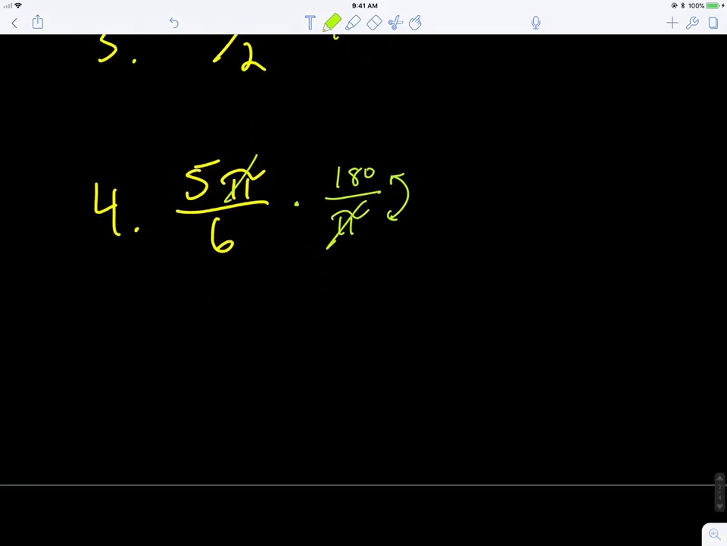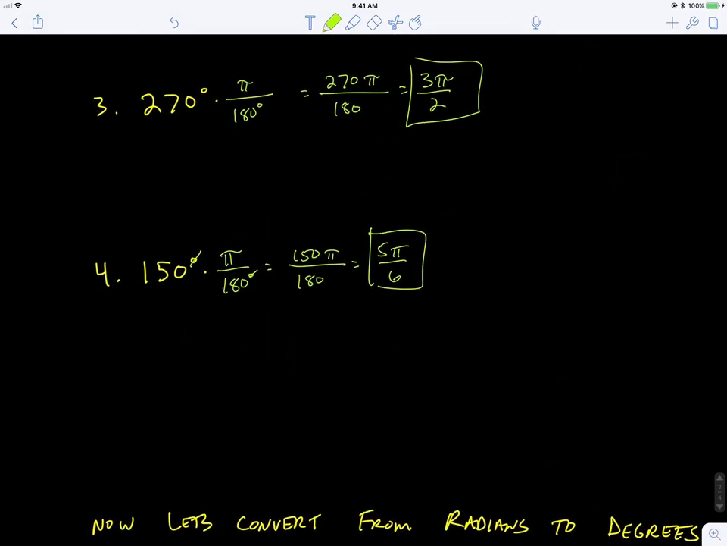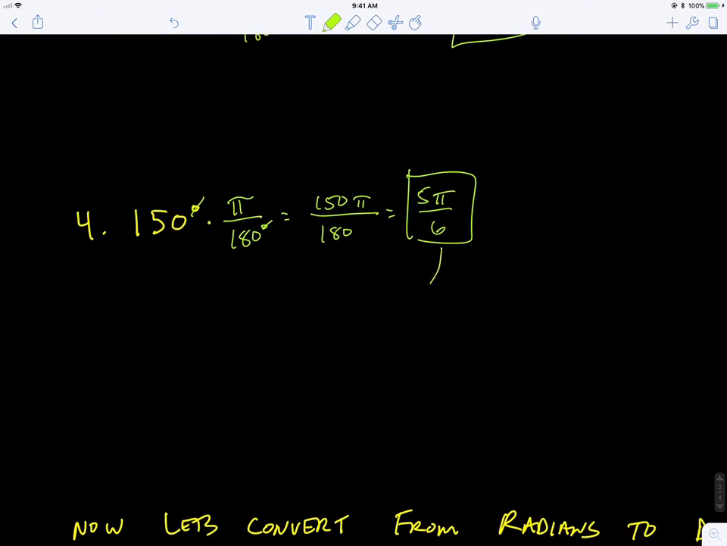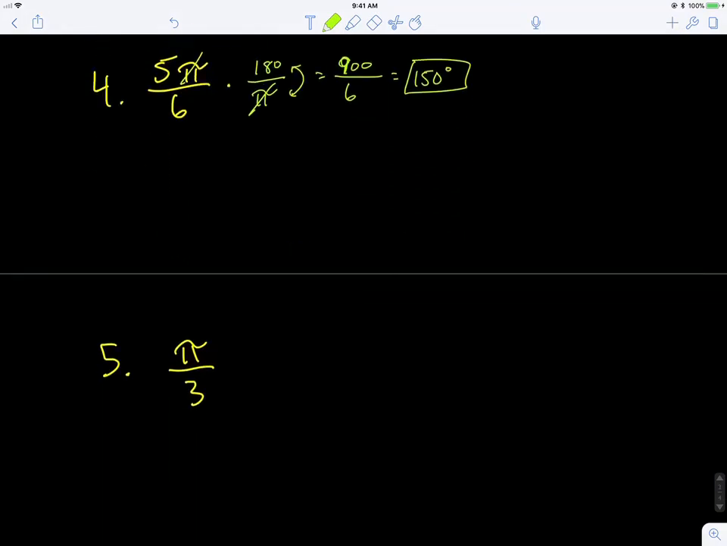So the first thing is the pi's cancel. So then I multiply the fractions, and I have 180 times 5 gives me 900 on the top, and then 6 times 1 is just 6. So I have 900 over 6. If I do that division, I get 150 degrees. That is 5 pi over 6, and we did that one twice, I believe, right? I gave you 5 pi over 6 and tried to see if you can come up with 150. That's what we did here in number 4. We went the other way.